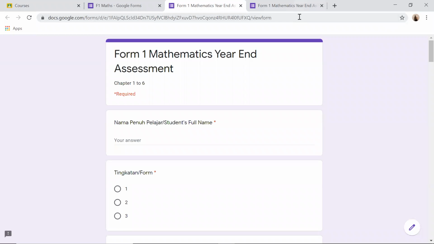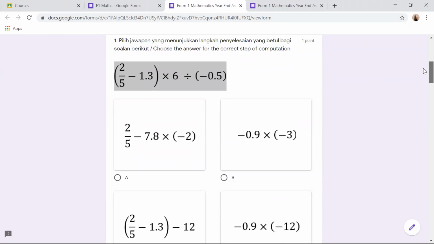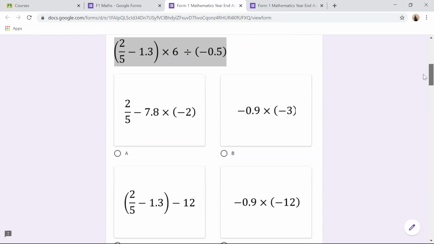Okay, now let's start our discussion. Okay, so let's look at this question, yeah? So we have to choose the answer for the correct step of computation. Okay, so how do we identify which is which? To choose, now the final answer is not important. The important is whether you are applying the BODMAS rule or not. Do you know what's the BODMAS rule?